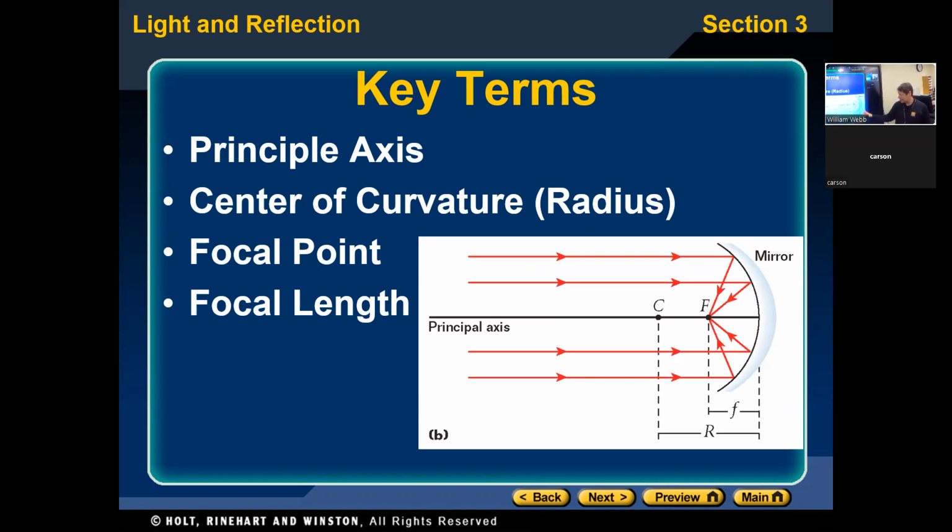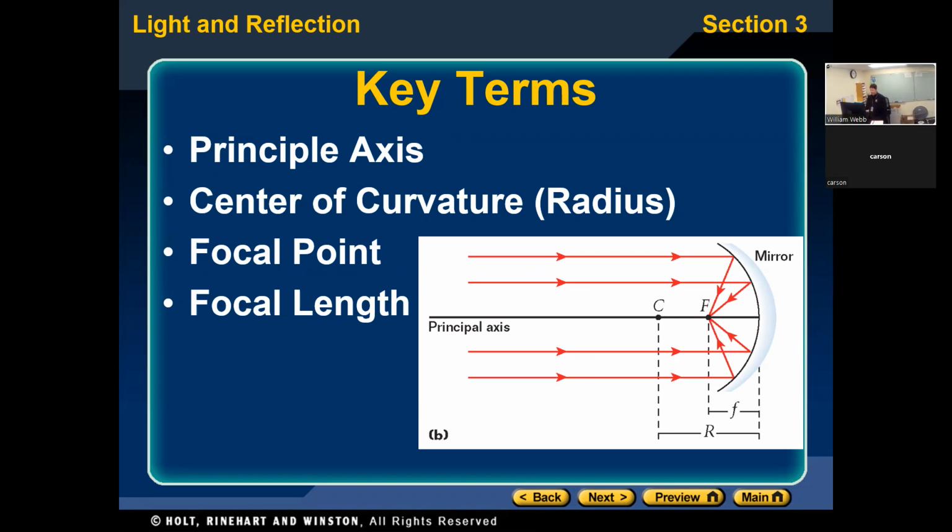And the C is, if it was a full circle, that's where the center would be. Okay, so if we extended this mirror so that it made a complete circle, the center of curvature is where the center of that circle would be. That's what that term means.